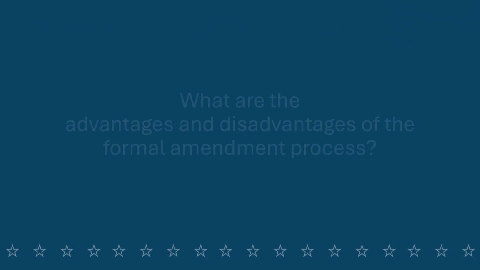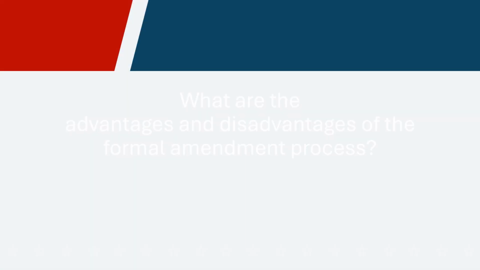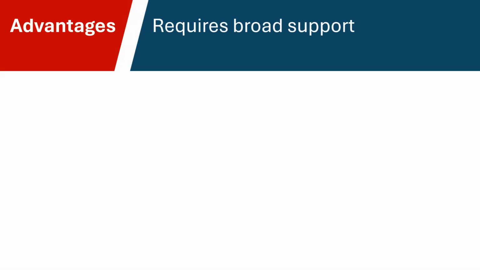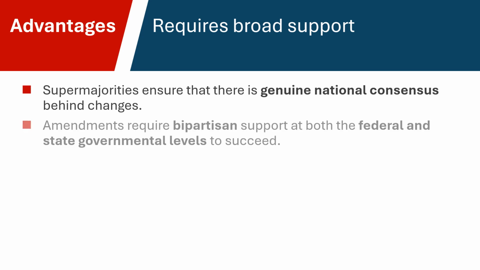Now let us consider what the advantages and disadvantages are of the formal amendment process. A principal advantage of the formal amendment process is that it requires broad support. Supermajorities ensure that there is a genuine national consensus behind changes. Amendments require bipartisan support at both the federal and state governmental levels to succeed.